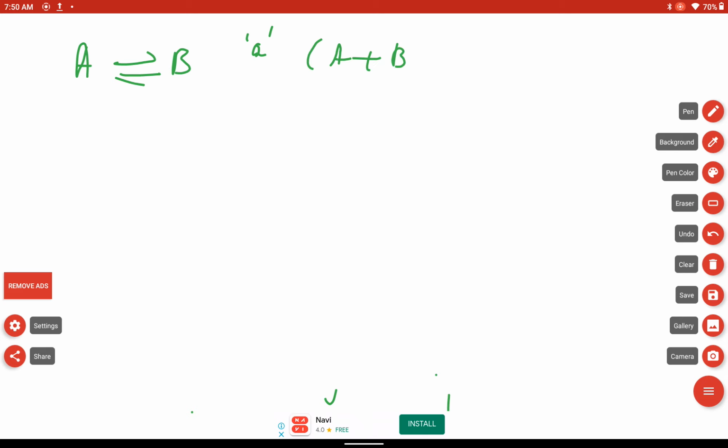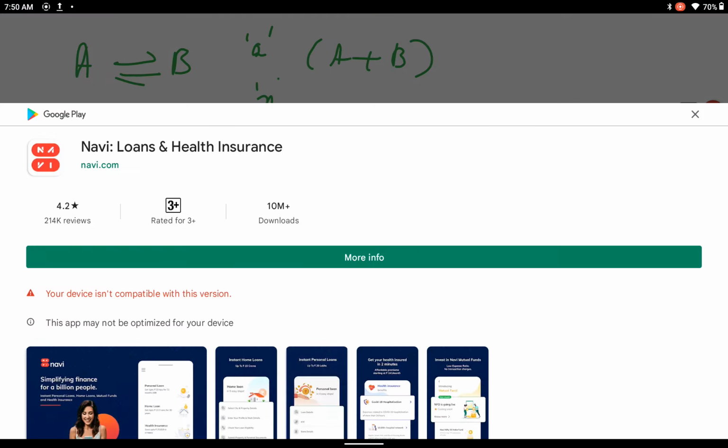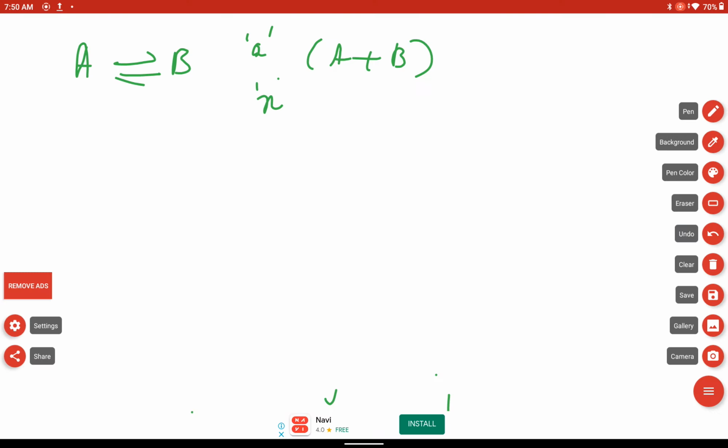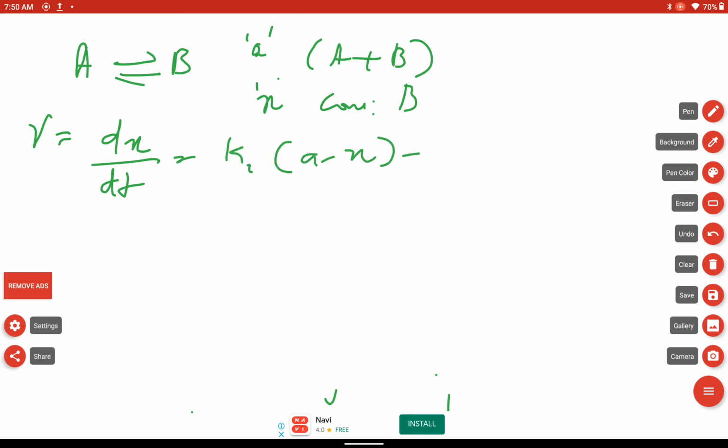Then A plus B, and X is the concentration of B, X be the concentration of B at any instant. So R we can write the rate equation: R is equal to dx by dt, that is equal to K1 into (A minus X) minus K minus 1 into the concentration of X.